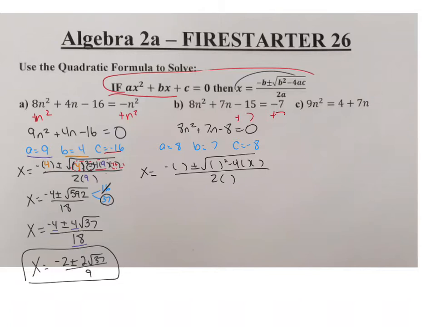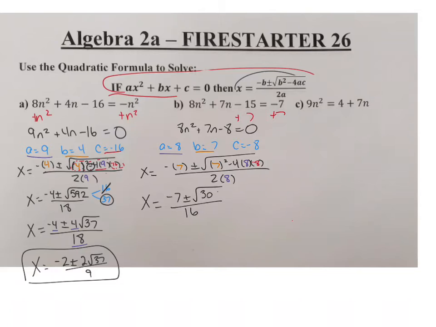Now, A, 8 goes next to the 4 and next to the 2. B is 7. It goes in the first and second set of parentheses. C is negative 8. Now remember, I have x equals the opposite of 7 is negative 7 plus or minus. I just write square root because I'm going to plug in the discriminant into my calculator, all over 16. So remember, the discriminant is what's inside the radical. That's left parentheses 7, close parentheses squared, minus 4, left parentheses 8, close parentheses, left parentheses negative 8, close parentheses.